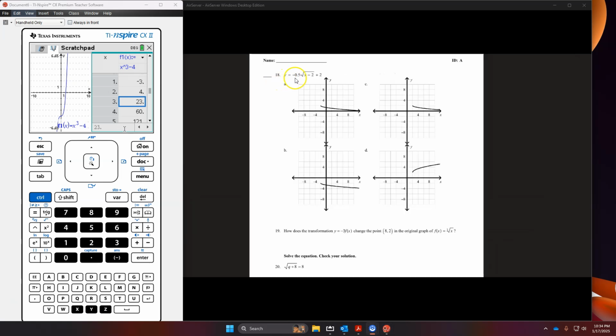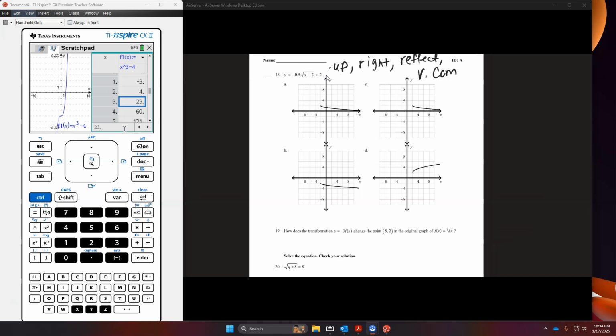For number 18, let's discuss the transformation. The plus 2 means that it's going to go up. The minus 2 means it's going to go right. And the negative means it's going to reflect. And the 0.5 means it's going to compress vertically.